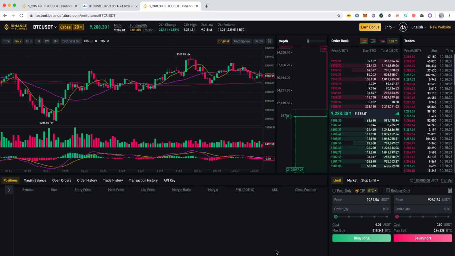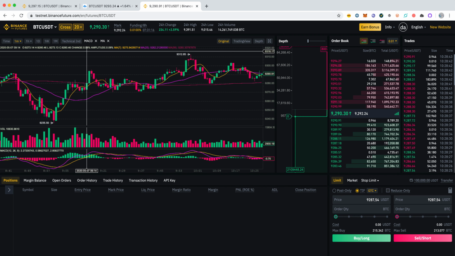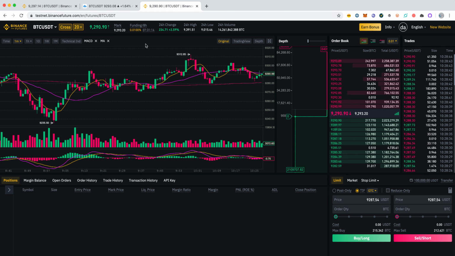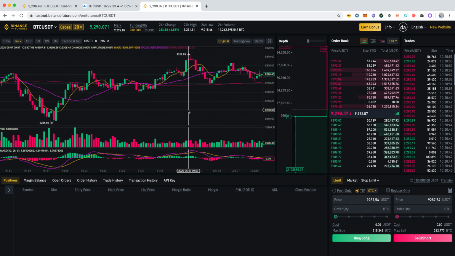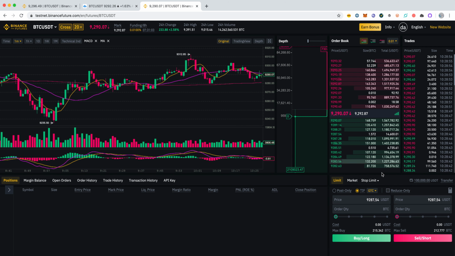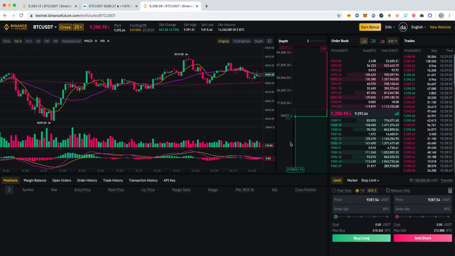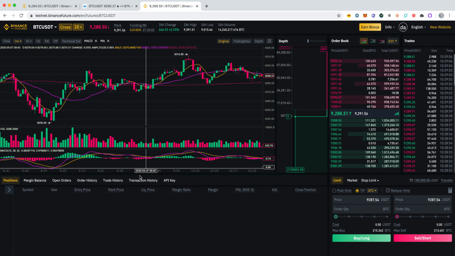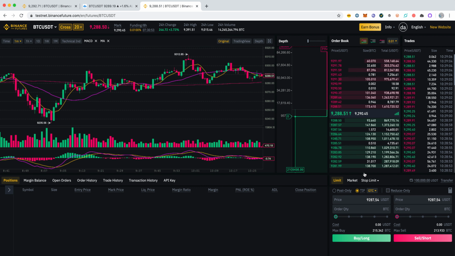Okay guys, this is part 2. This is the testnet of Binance Futures. You can see the prices are almost similar, so you can trade here like you are live. As I told you, we have $100,000. So this is how you should work.